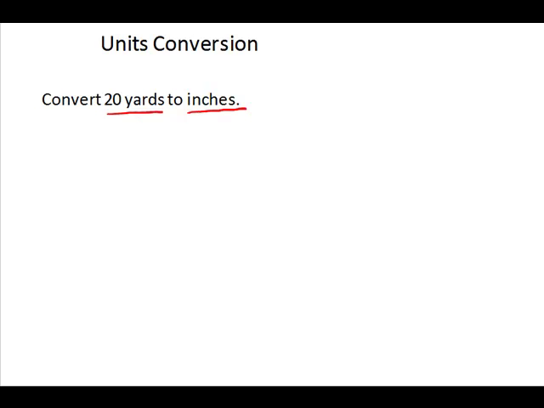20 yards, we'll make it look like a fraction. 20 yards, put it over 1. Now we know we want to get rid of yards, so we will make a special form of 1. Put the yards in the denominator, and what we do know is yards to feet. So we'll do that one first. We can fill in the numbers. It is 3 feet to 1 yard.